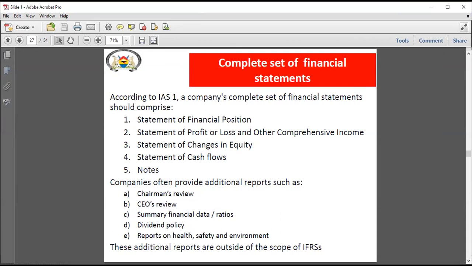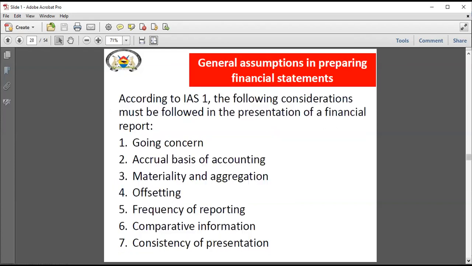Okay. I'll show you an example here. We shall see something small as we proceed.